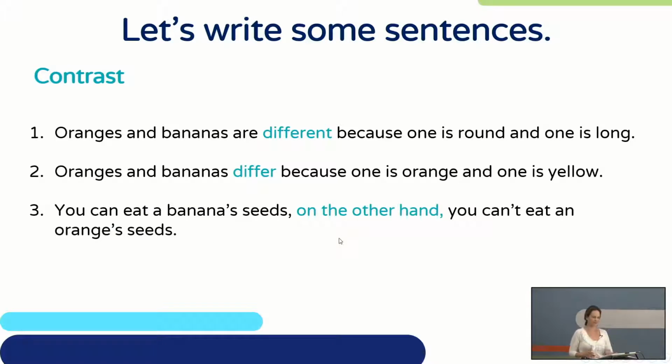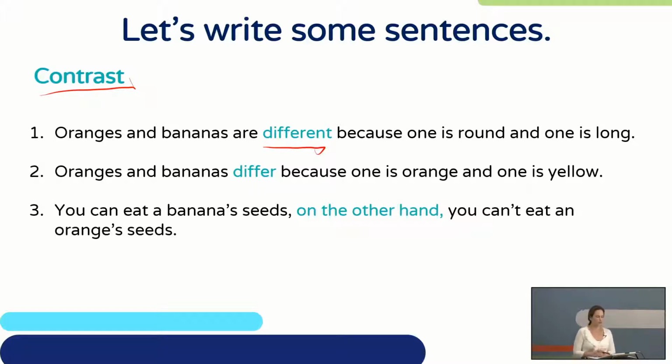Okay. So remember, all these sentences, we're saying how things are different, how the bananas and oranges are different. So number 1, oranges and bananas are different because one is round and one is long. You notice the word different? That's my signal word to know that I need to say how they're different or I'm contrasting them, okay? Different means to contrast, say they're not the same.